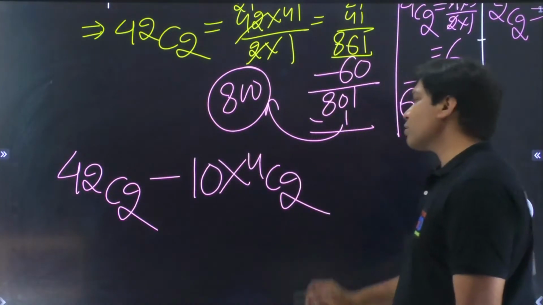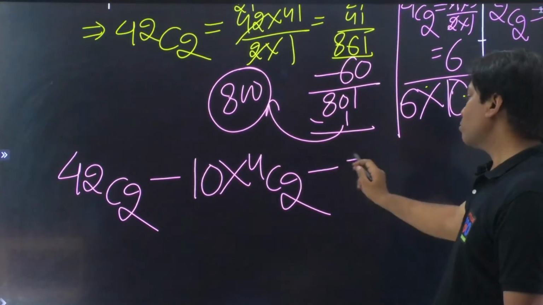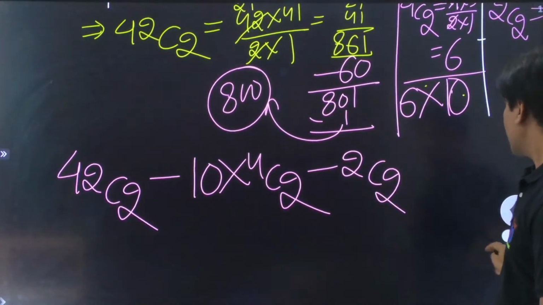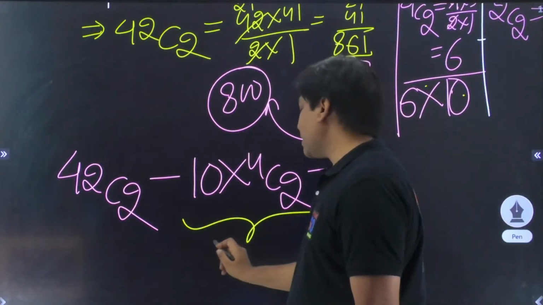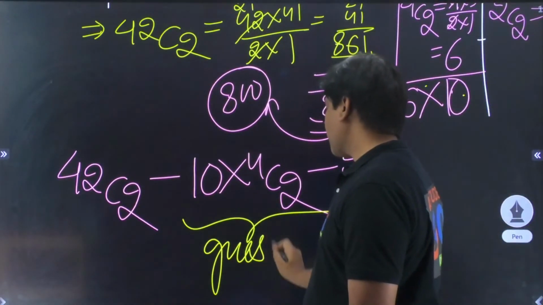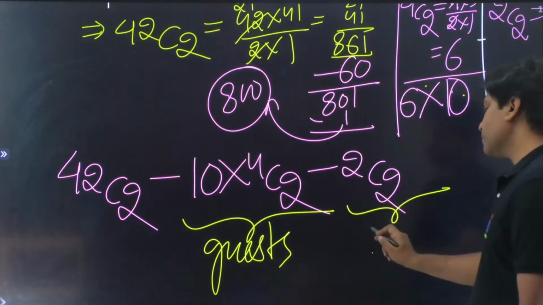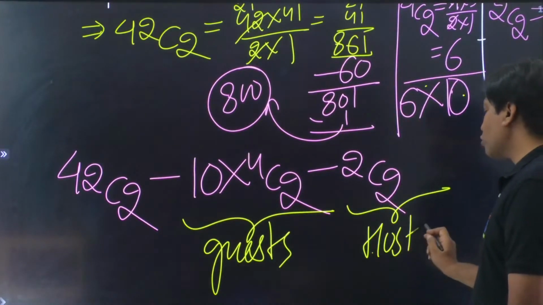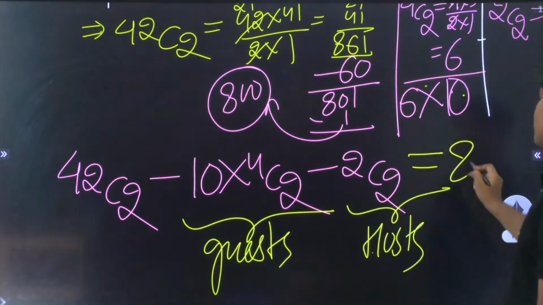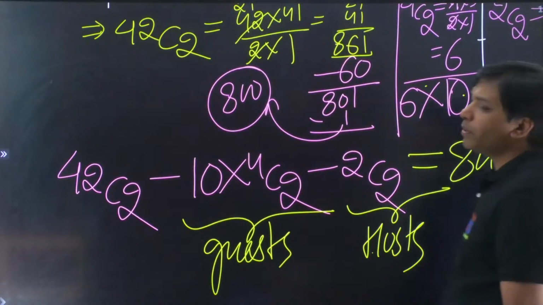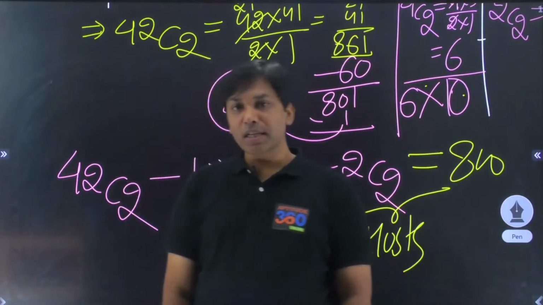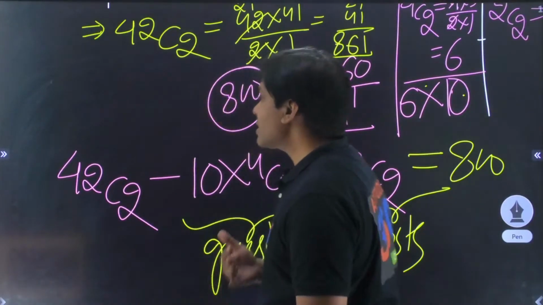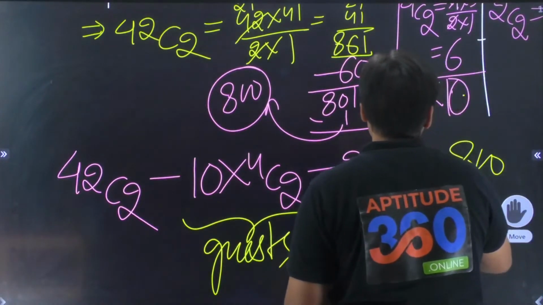In one line you could have solved. And then 2C2. What is this? This is for the guests जो हाथ नहीं मिलना चाहिए. And this is for the hosts. So this is going to be the total number of handshakes. If you simplify this, your answer is going to be nothing but 800, right? Is that okay?